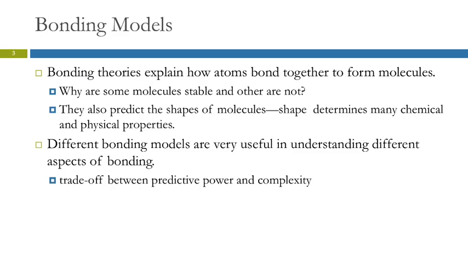And then you go up to molecular orbital theory, much more complex, difficult to understand, but then it predicts a lot more stuff. So we're going to look at the Lewis model, and we're going to look at valence bond theory, and we're going to look at molecular orbital theory. But those more complicated ones, we're just going to look at a little bit.